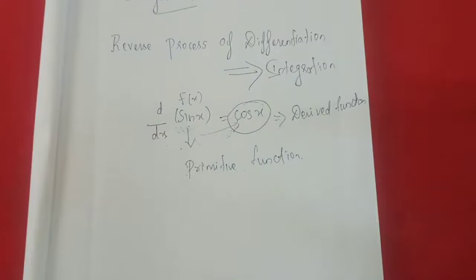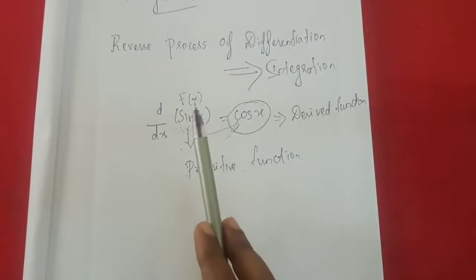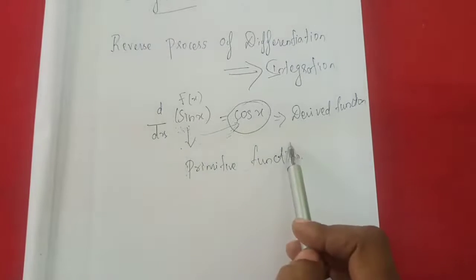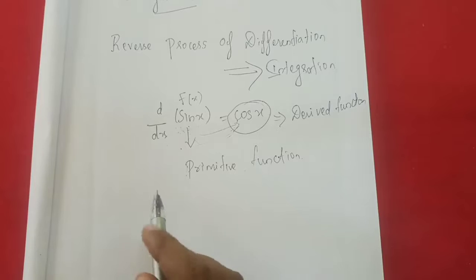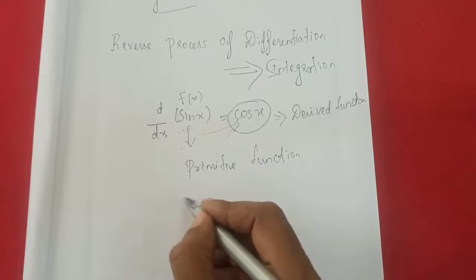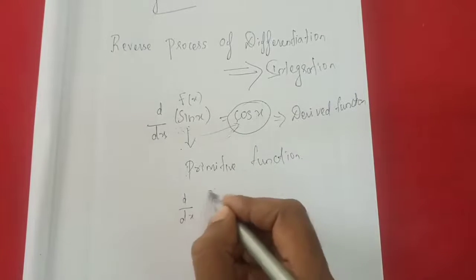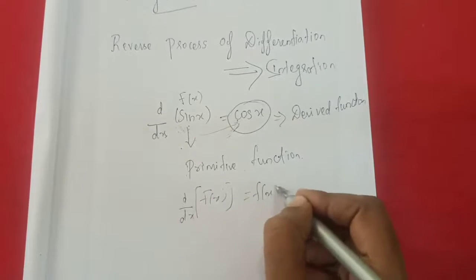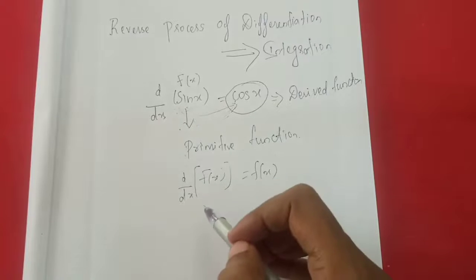Okay, so that's a definition for that. What do you mean by primitive function? That is, this capital F of x is said to be a primitive function of the derived function small f of x if d by dx of capital F of x is equal to small f of x. Understand, students? Now this is a general form.